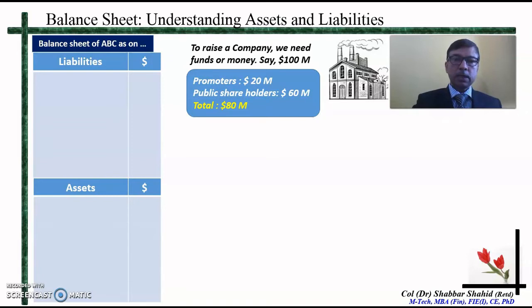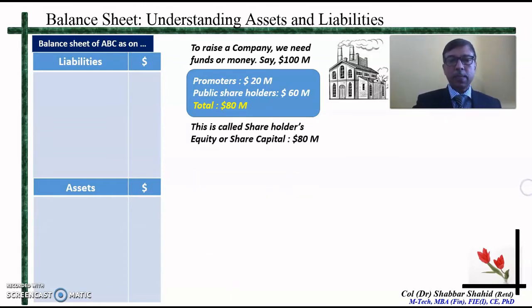Say 20 million as a promoter you would have given from your pocket. Another 60 million probably you may have garnered from the public by issuing them shares and making them stakeholders in your company. So together this 20 million and 60 million, that 80 million is called the share capital or the shareholders' equity.